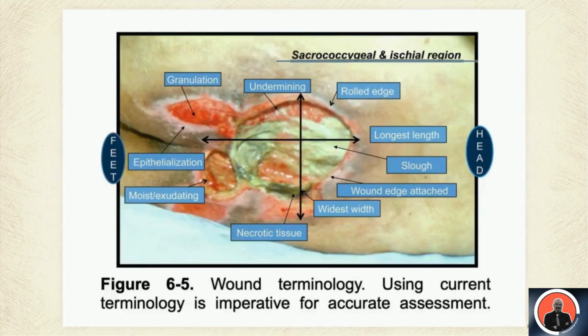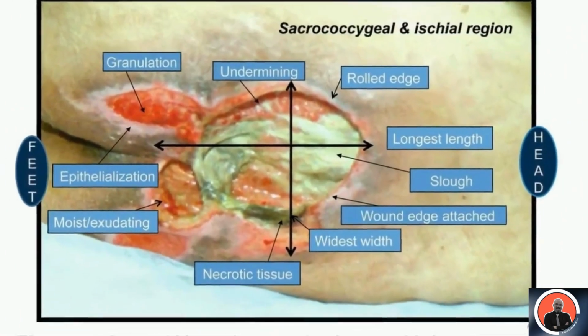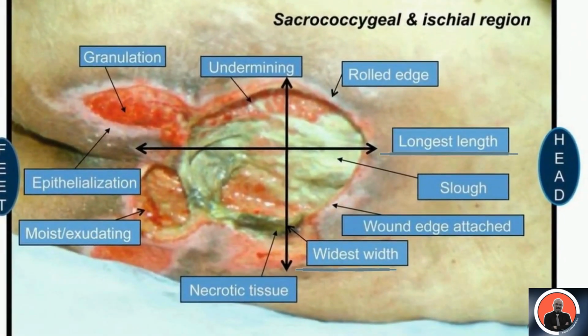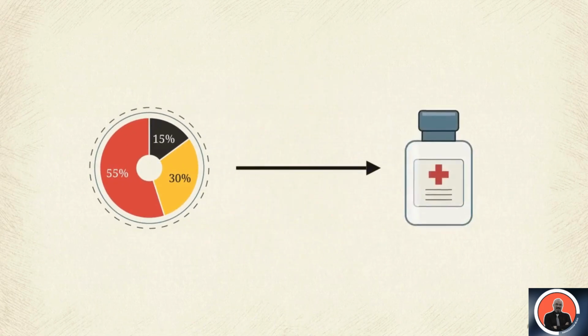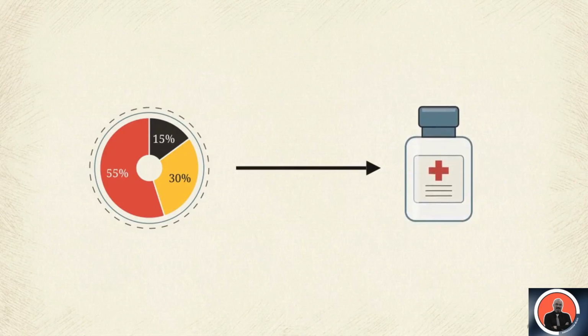This photograph maps the terminology of a sacrococcygeal wound, moving us into the examination node. First, we extract quantitative size by measuring the longest length and widest width. Second, we calculate relative percentages of granulation tissue, yellow slough, and necrotic tissue. Accurately identifying the precise ratio of these tissues directly dictates the topical interventions required later in the algorithm.